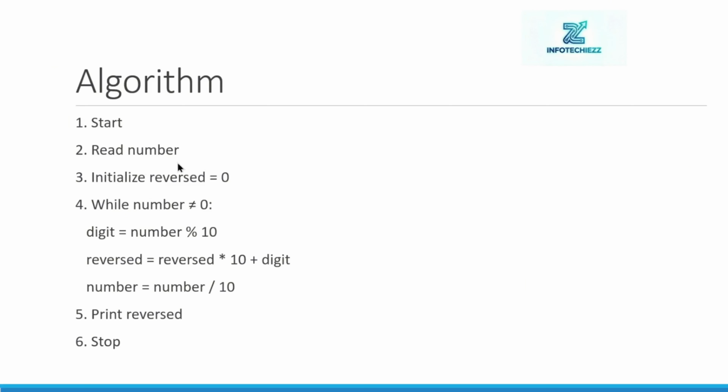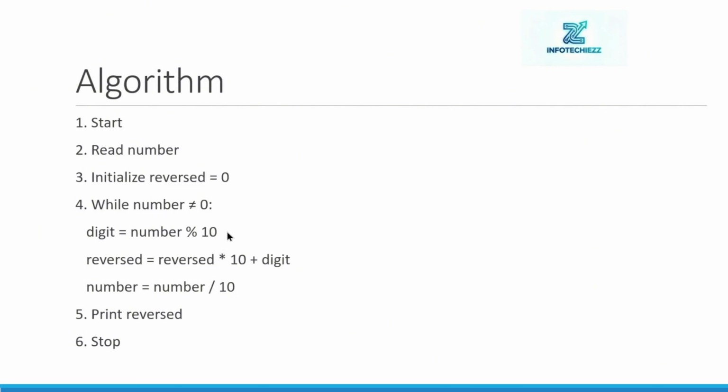Here is the algorithm. At first, we get an input from the user and initialize reverse equal to 0. After that, in a while loop, we check whether our number is not equal to 0. If it is equal to 0, we terminate. If it is not equal to 0, we continue the loop. Inside the loop, we have a digit variable to split our large number. By using the modulo operator, we extract the last digit. And in our reverse, we compute reverse into 10 plus digit.